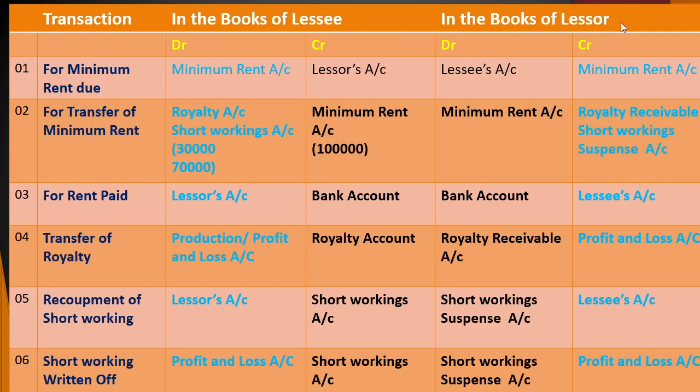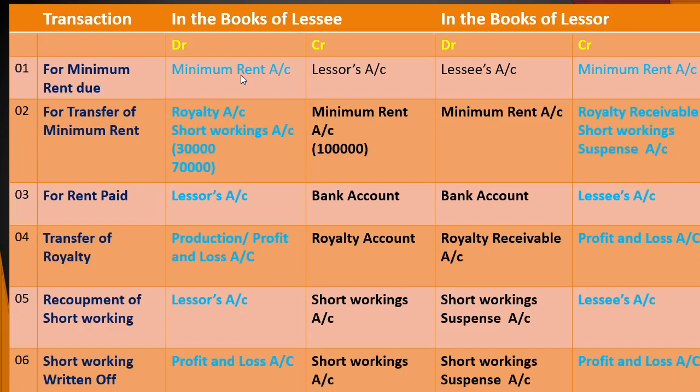become opposite in the books of lessor. Here minimum rent account is debit in the books of lessee, so we have to credit this minimum rent account in the books of lessor. So in the books of lessor, minimum rent account credit. And again, the credit entry in the books of lessee is lessor's account, and in the books of lessor this credit entry will become debit, but here we are going to record in the books of lessor. So instead of lessor, here we have to take lessee. So it is just opposite entries in the books of lessor.